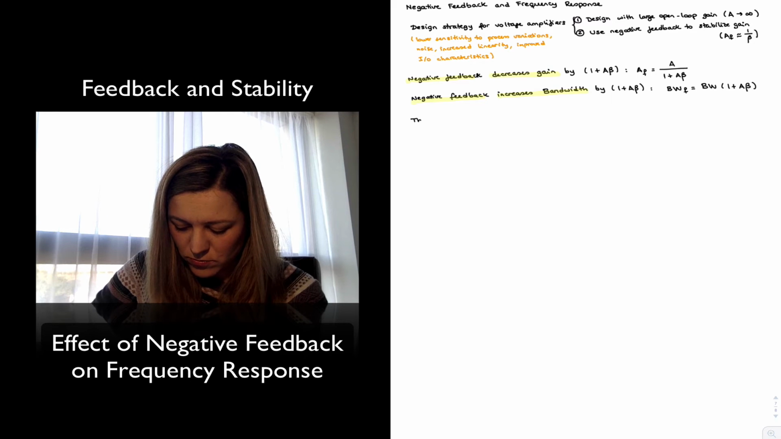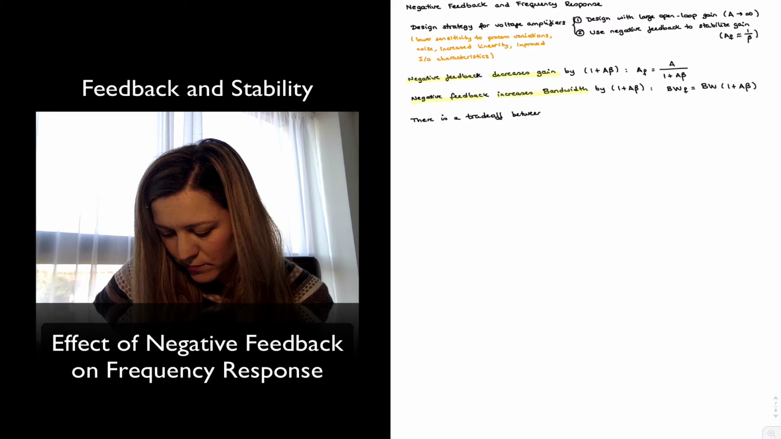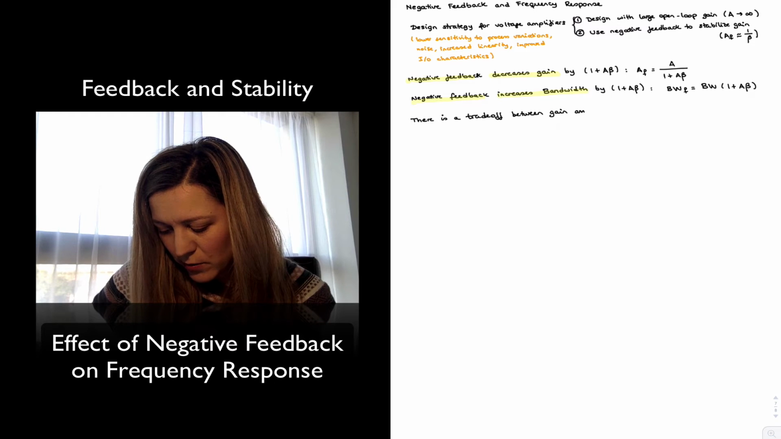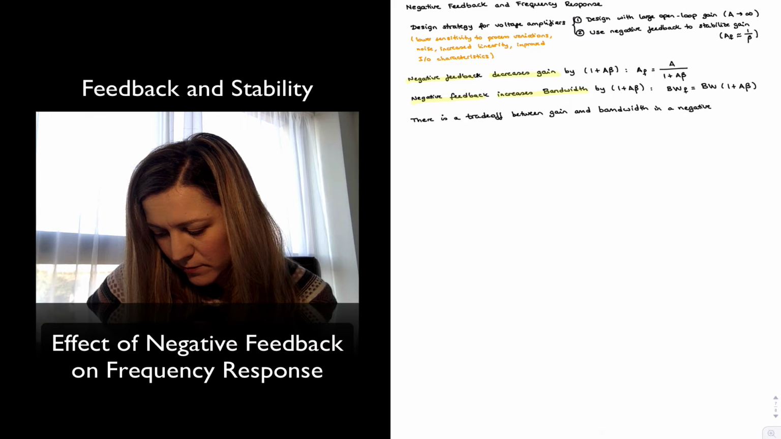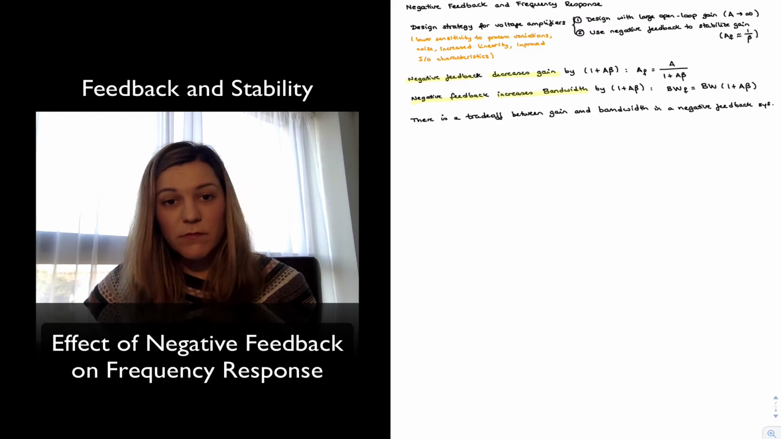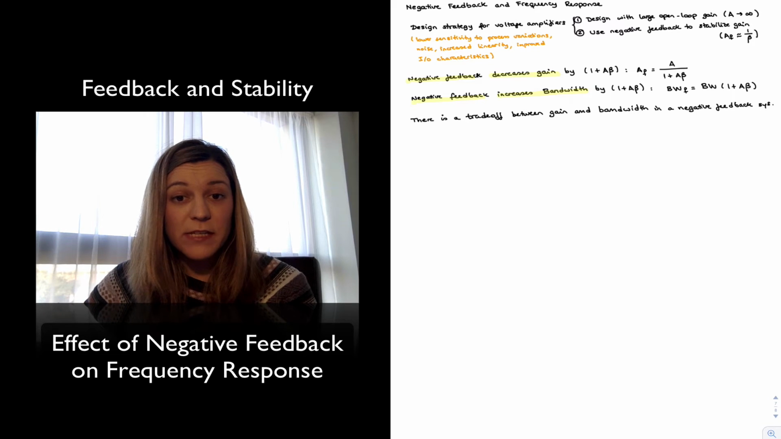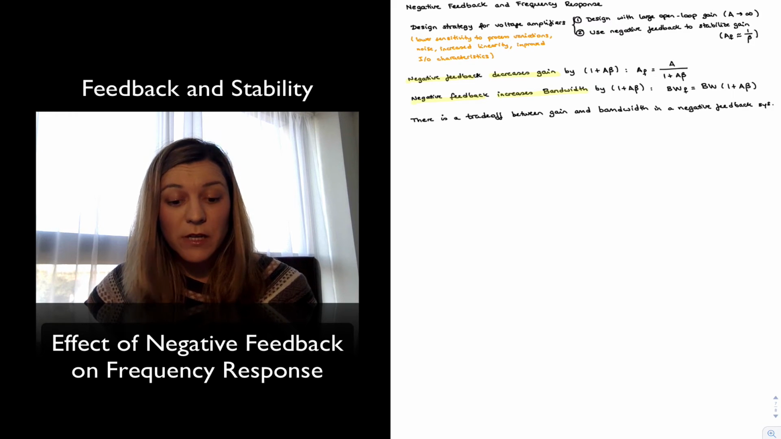So there is a trade-off between gain and bandwidth in a negative feedback system. And because the gain is increased by the same amount or decreased by the same amount that the bandwidth is increased, thus we conclude that the product of the gain times the bandwidth must be a constant.